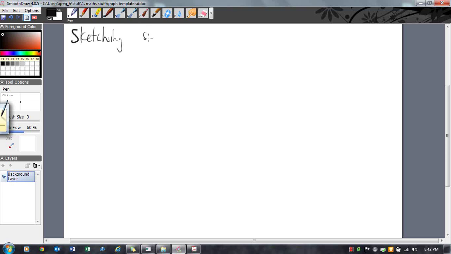What am I doing? Sketching simultaneous. Sorry, it's been a long day. Kids been a nightmare. Sketching simultaneous inequations. Okay.